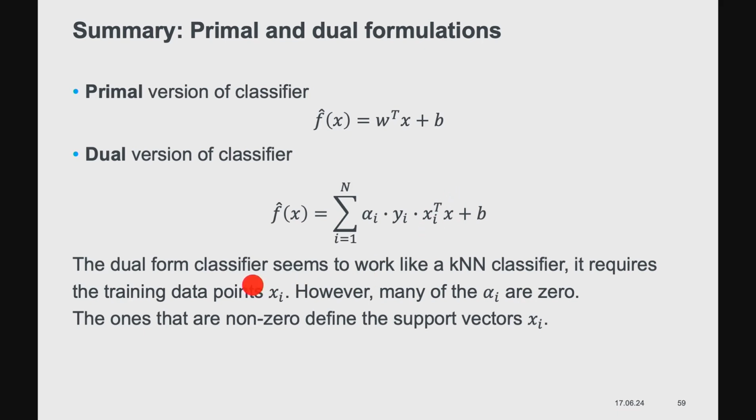So basically, when you provide a new object here, you check here how similar this object is with the support vector. That's what you basically do. And therefore, it says here, this works a little bit like a KNN classifier. Which object is closer to which kind of support vector?